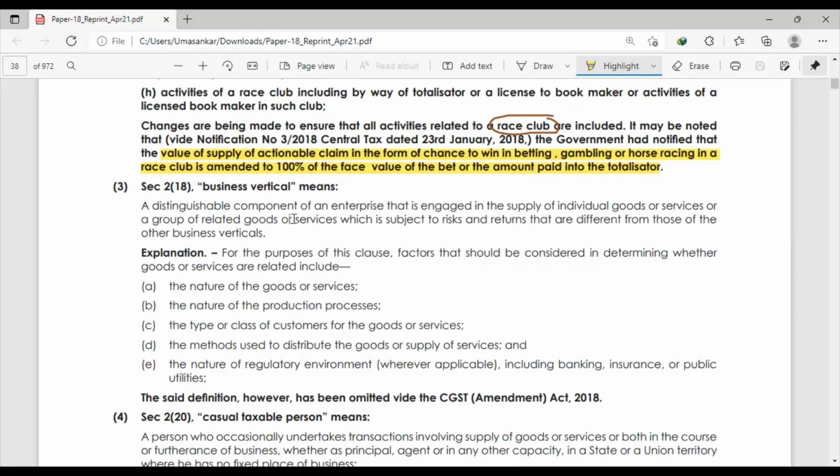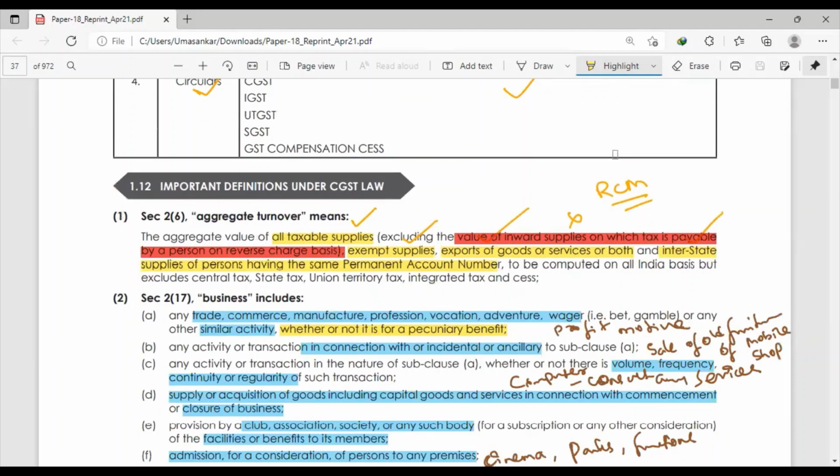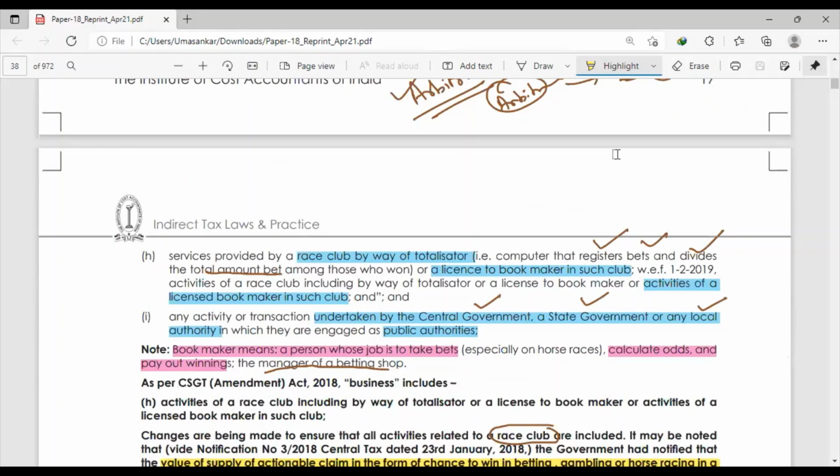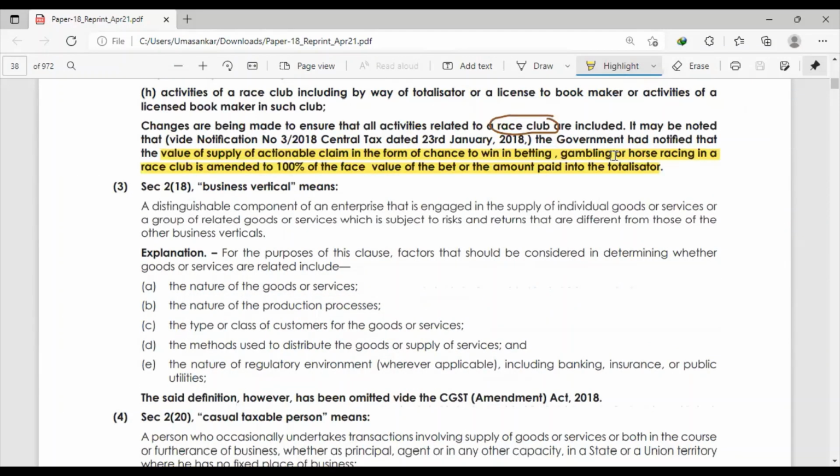Already we have discussed some of the definitions before the break: aggregate turnover, business. Now we'll be going further into definitions. So now our next definition is section 2, subsection 18, business vertical.